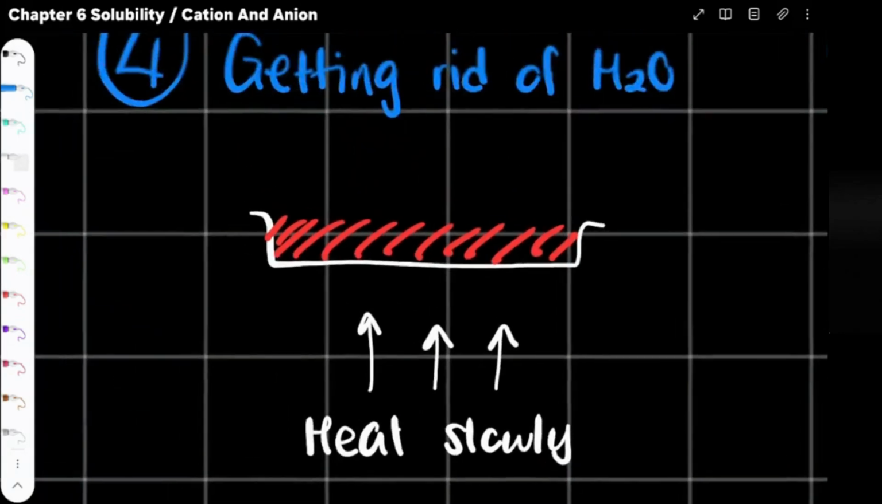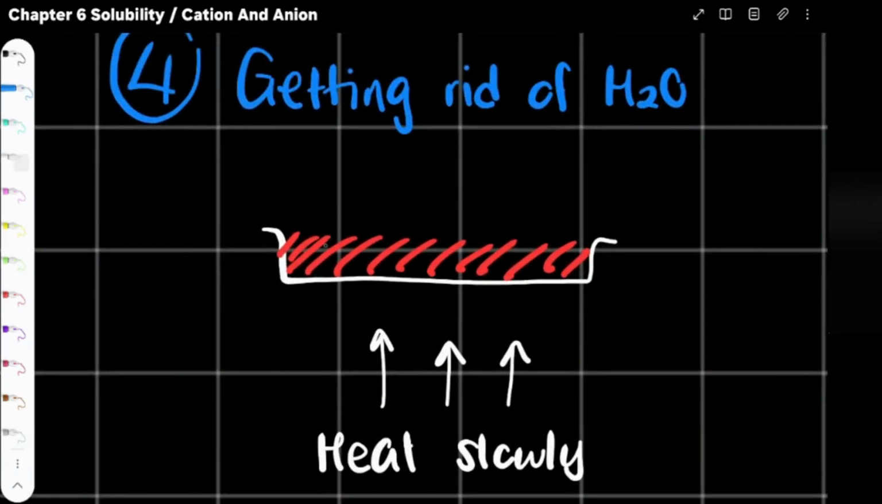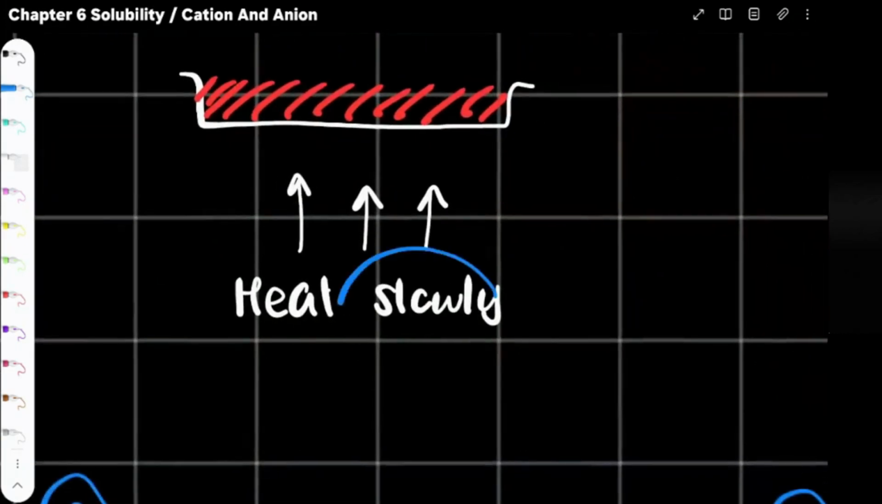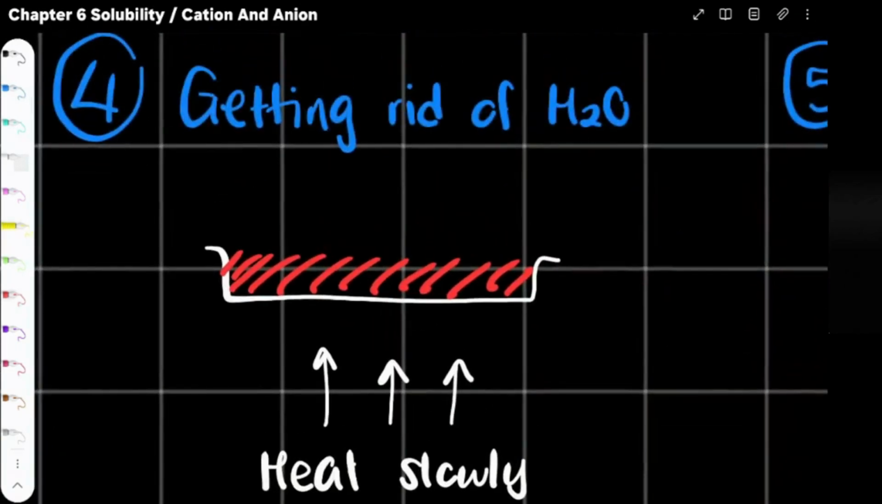Why? Okay, first of all, why do you need to heat it? Because we want to burn the water. We want to dehydrate the water. We want to evaporate the water, right? So that's why we have to heat it. But why slowly? So that we also don't get rid of the salt that we want.